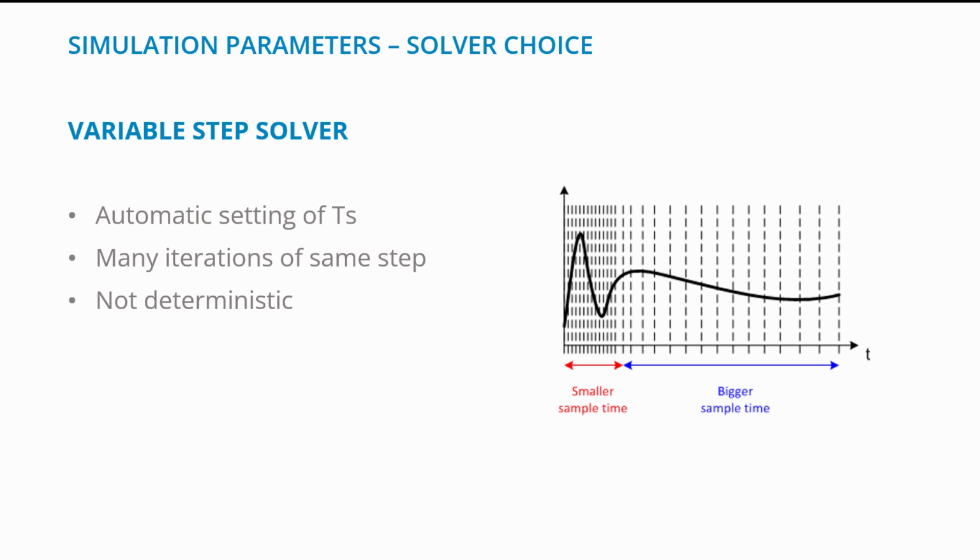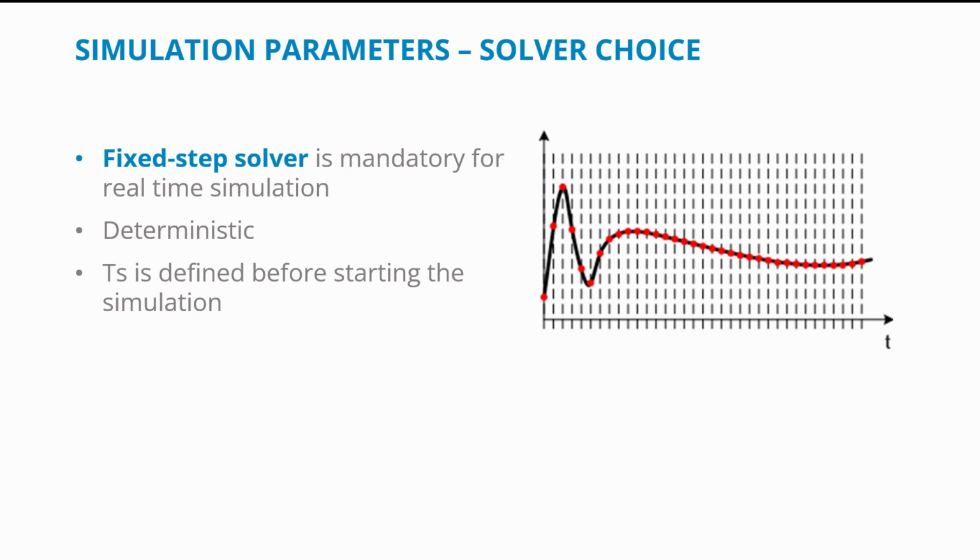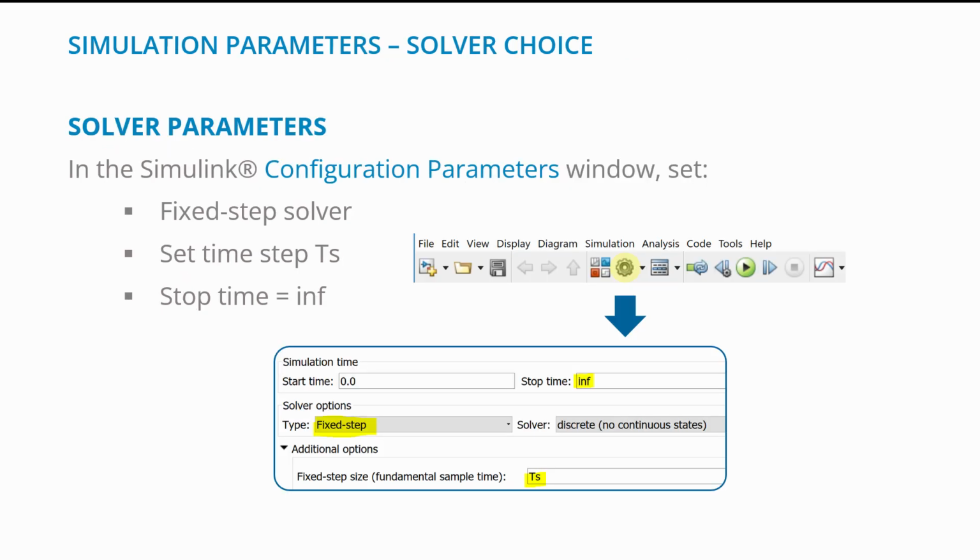However, the problem with variable step solvers is that they are non-deterministic. At each time step, the same equations may be recalculated multiple times with different step sizes before finding the optimal size. This variability in computation time is acceptable for offline simulations, but not for real time. As a result, only fixed step solvers are supported for real-time applications.